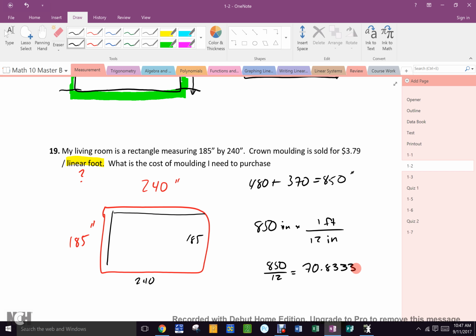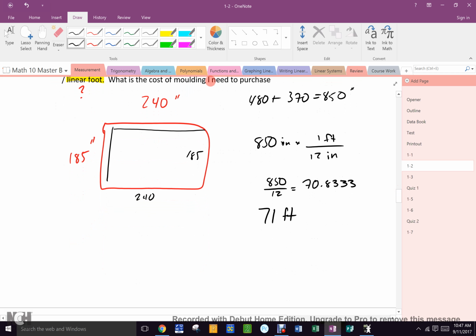But the question doesn't say that. The question doesn't say if you're a carpenter, what would you do? The question says how much crown molding do you need? So you would need 71 feet, right? But the question is how much? So what do I have to do with 71? Times 3.79 to find an answer. Everybody picking up what I'm putting down? Math 10 is where we try to get real life involved.